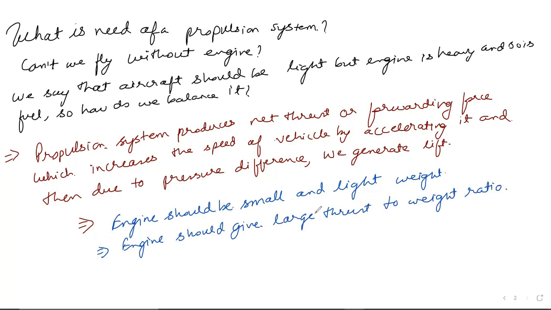Okay, the engine should give a large thrust to weight ratio, right? Thrust to weight ratio means that, as compared to the weight, thrust should always be large. Suppose the aircraft is 10,000 tons, so that is the weight. Our thrust should at minimum be greater than 10,000 tons, and only then is it very much powerful.